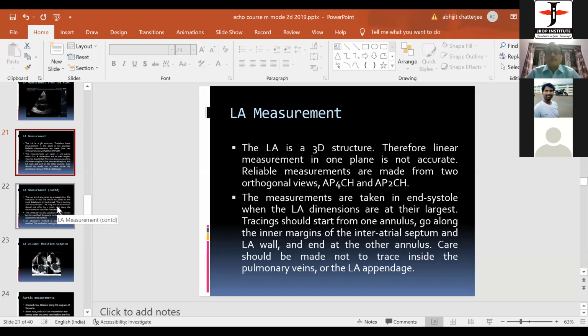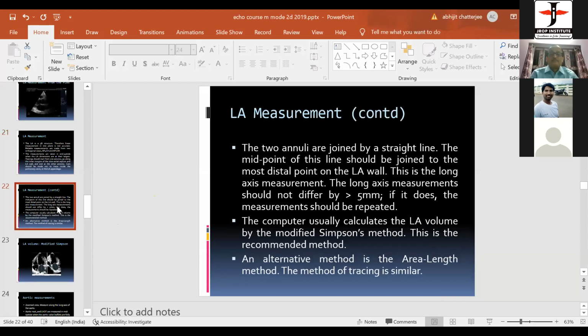Tracing should start from one annulus, go along the inner margins of the interatrial septum and LA wall and end at the other end. You should be careful not to trace inside the pulmonary veins or the LA appendage. The two annuli are joined by a straight line. The midpoint of this line is joined to the most distal point of the LA wall. This is the long axis measurement.